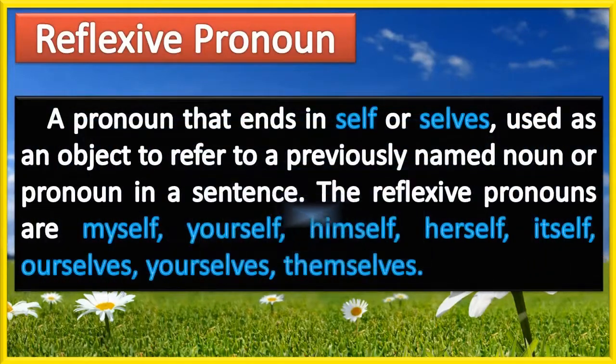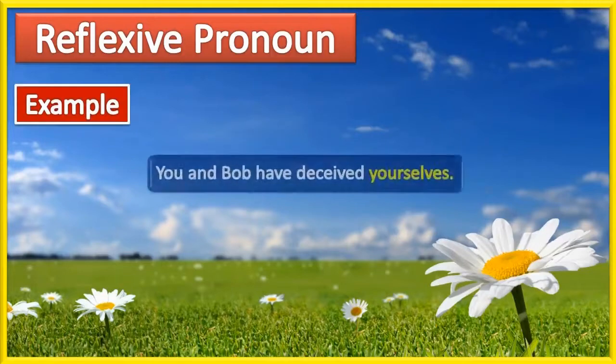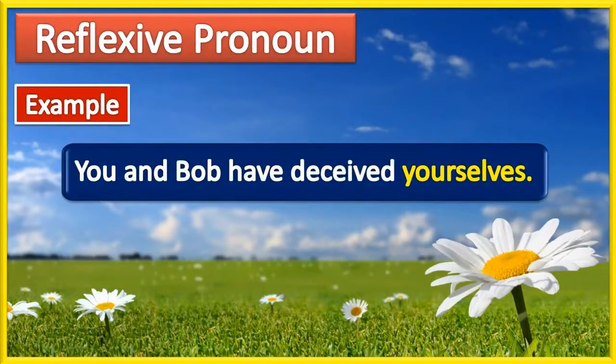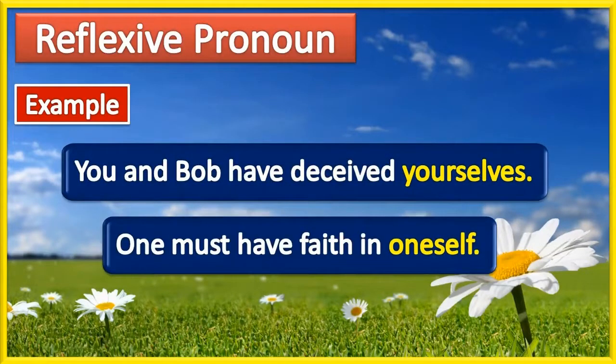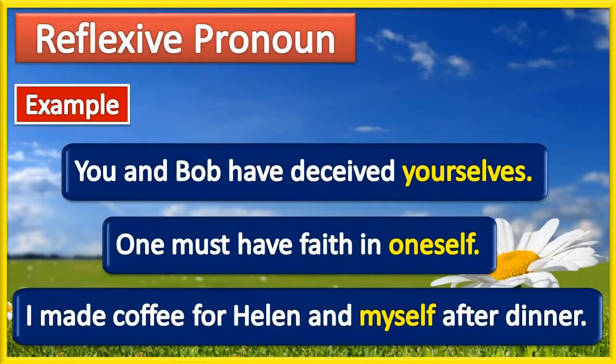Reflexive pronouns. A pronoun that ends in self or selves, used as an object to refer to a previously named noun or pronoun in a sentence. The reflexive pronouns are myself, yourself, himself, herself, itself, ourselves, yourselves, themselves. Examples: You and Bob have deceived yourselves. One must have faith in oneself. I made coffee for Helen and myself after dinner.